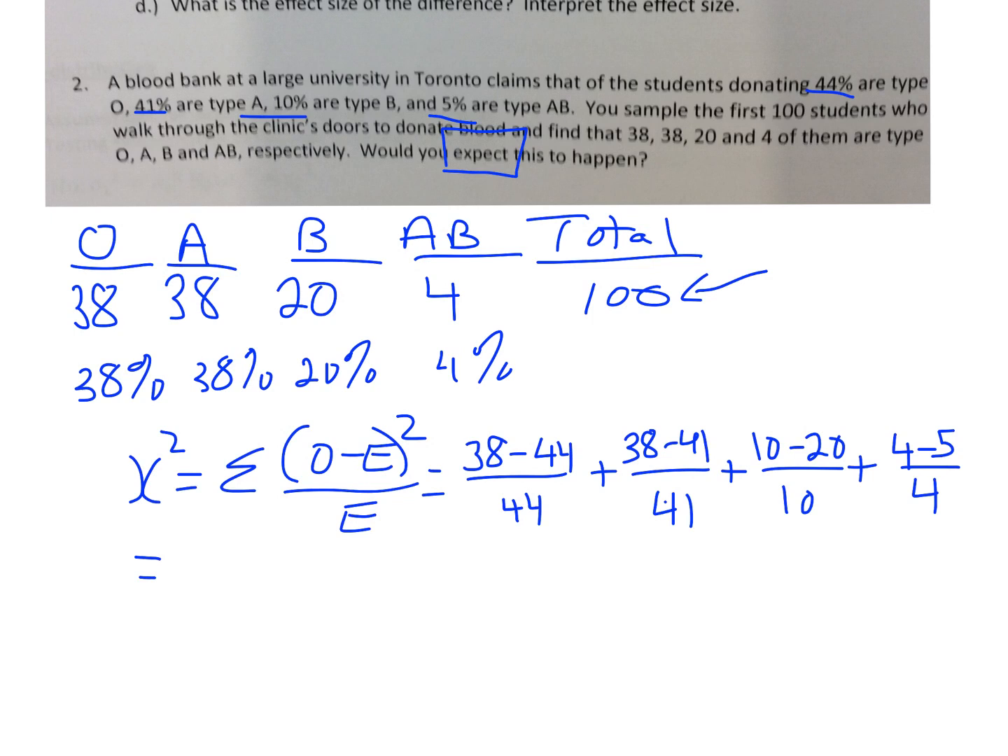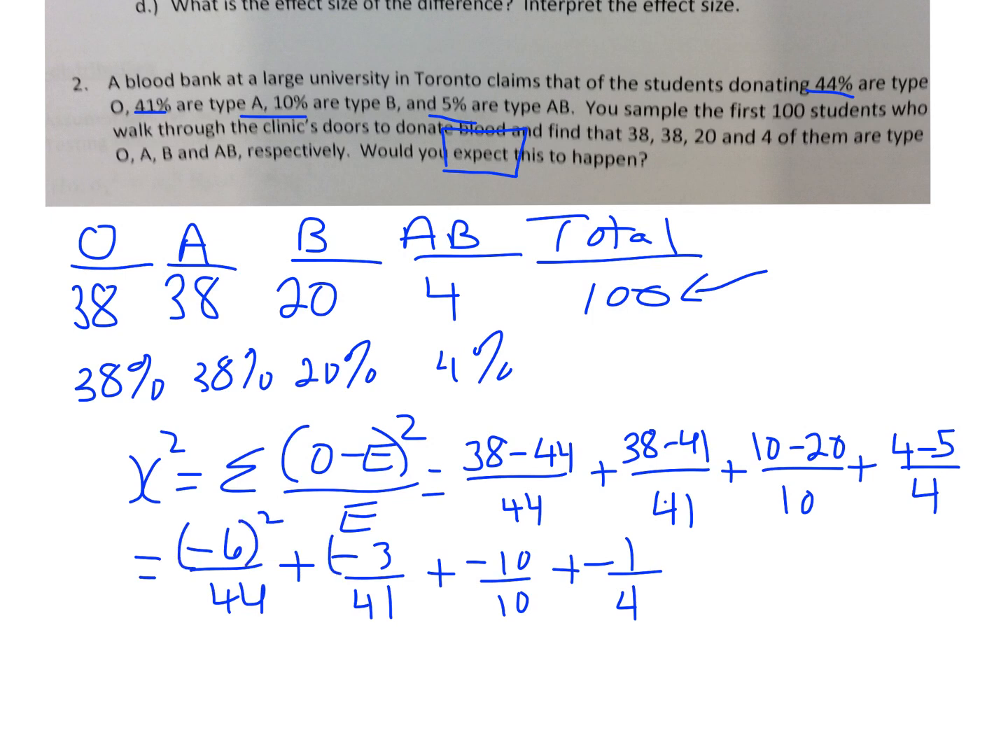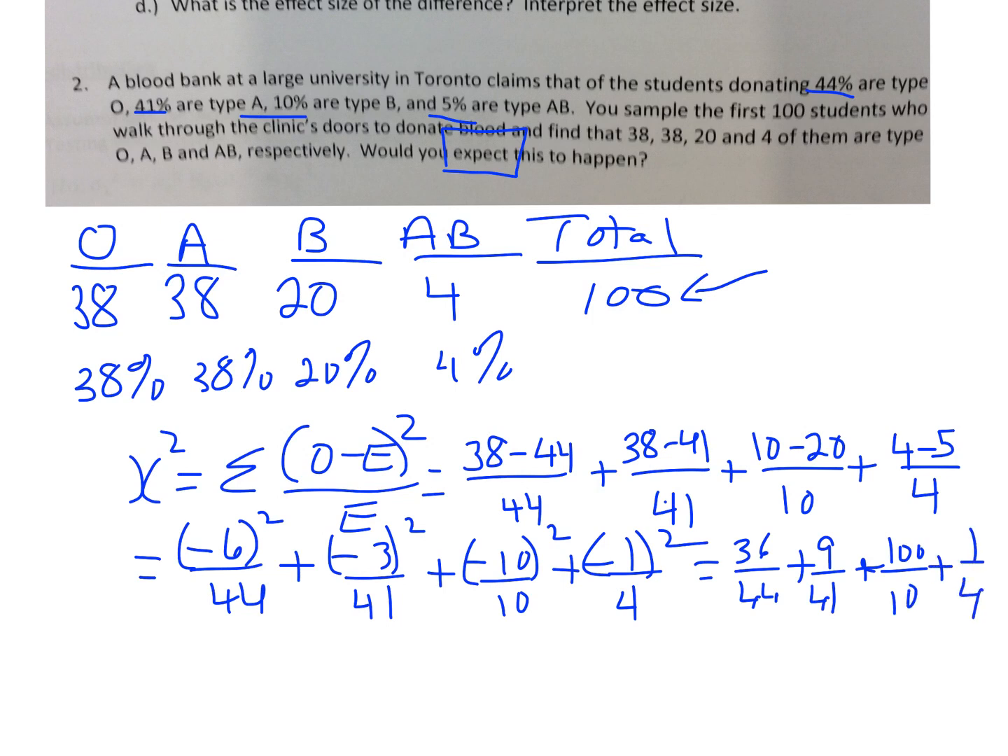And so the sum of all of those is just adding these things together, and so we end up here with -6 over 44, plus -3 over 41, plus -10 over 10, plus -1 over 4. And then we need to square those values on the top, and that's how we get rid of our negatives. And so what we end up with is 36 over 44, plus 9 over 41, plus 100 over 10, plus 1 over 4. So we're going to add those up.